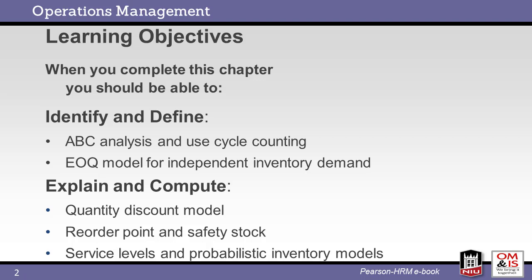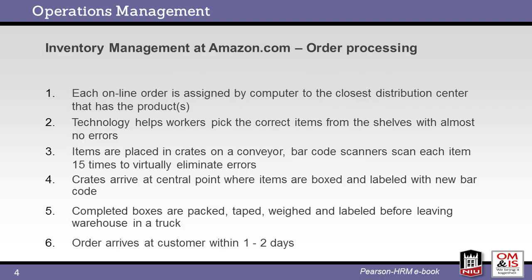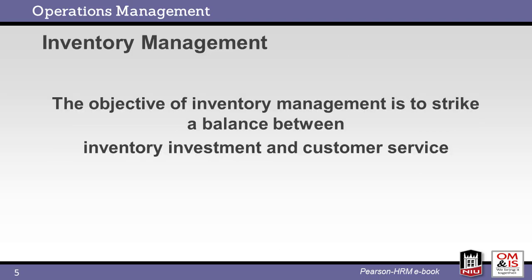To be successful, Amazon has become a leader in inventory management. Amazon started without inventory but evolved to add warehouses across the country. These warehouses are efficient and heavily automated. Order processing at Amazon is highly automated, starting with online orders, technology-assisted picking, packing, labeling, and shipping. Like many elements of operations, the goal is to minimize inventory while meeting customer service goals in alignment with the overall organization's strategy.